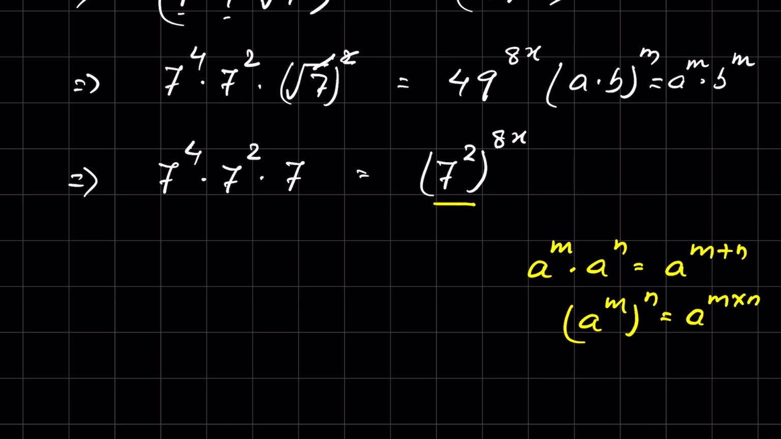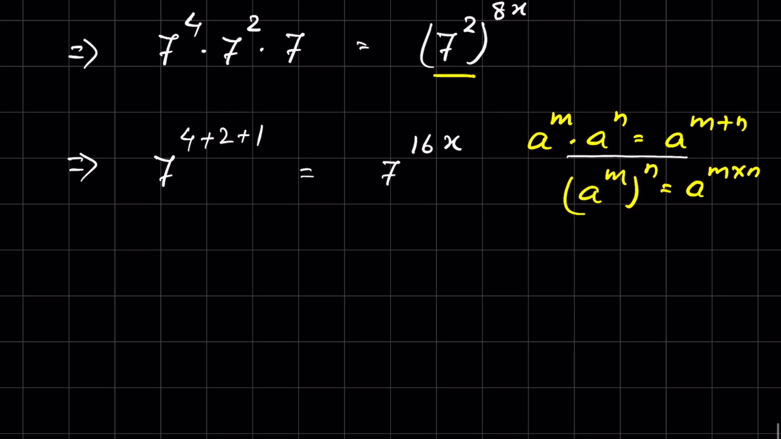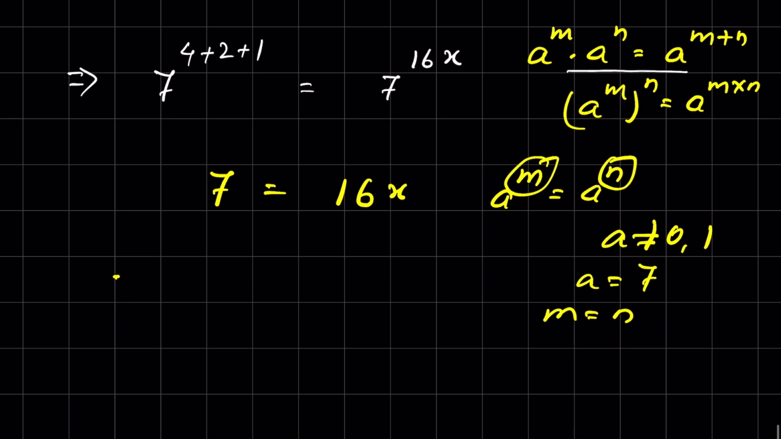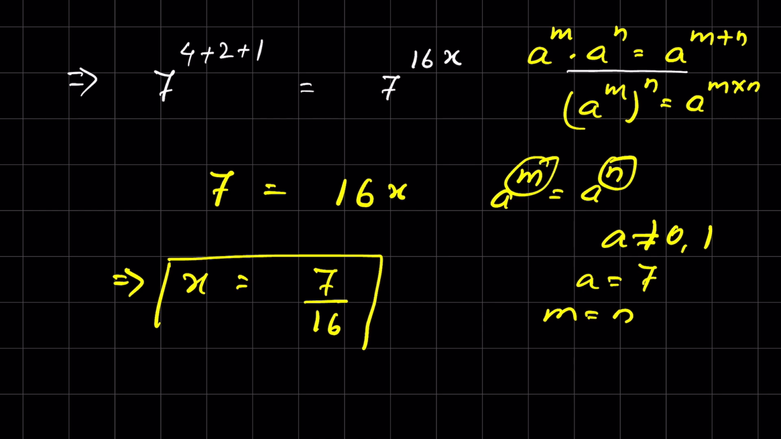So this will be 7 raised to the power of 16x, and on this side we will add the exponents using this identity. So 7 raised to the power of 4 plus 2 plus 1 is equal to 7 raised to the power of 16x. Again, when a raised to the power m is equal to a raised to the power n, and a is not equal to 0 or 1, here a is 7, then m is equal to n. That means 4 plus 2 is 6 plus 1 is 7, equal to 16x, or x is equal to 7 upon 16. This is the value of x we are getting.